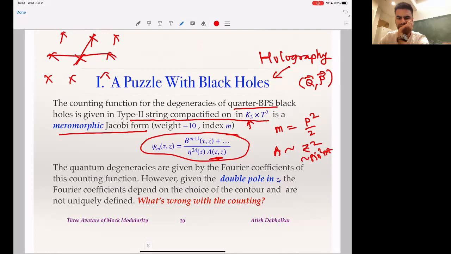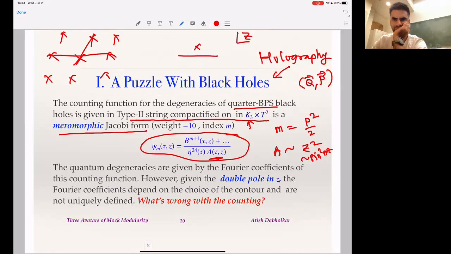Because depending, if you have a pole, then depending on the z plane, if I take my integration contour here or here, I will get a different answer for the Fourier coefficients. So this cannot be right. So what is wrong with the counting?